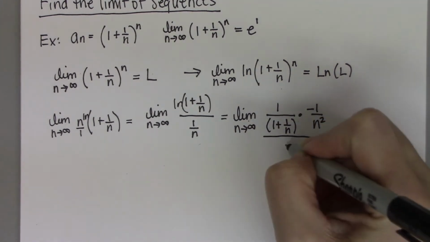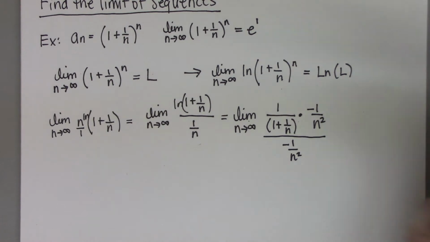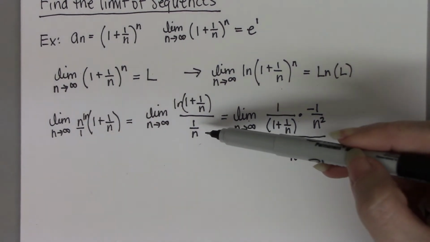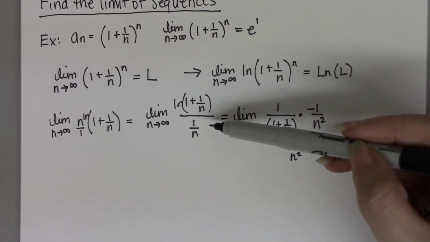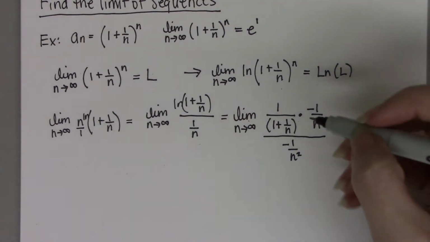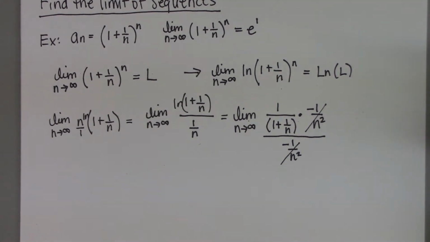The derivative of the denominator is also negative 1 over n squared, because we just took the derivative of 1 over n. And you can kind of do that in your head if you remember that 1 over n is n to the negative 1. And then you just use the power rule. Negative 1 times n to the negative 2, right? So my negative 1 over n squared cancels negative 1 over n squared.